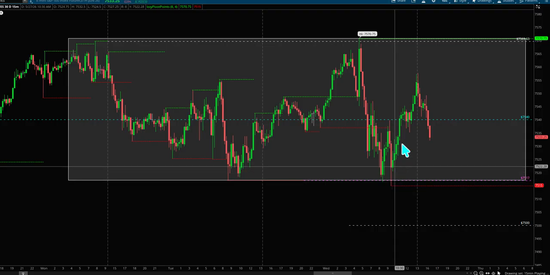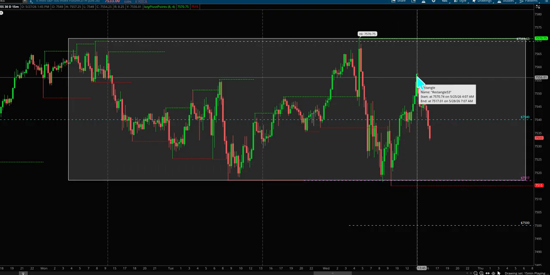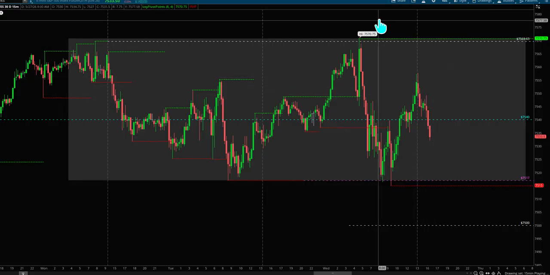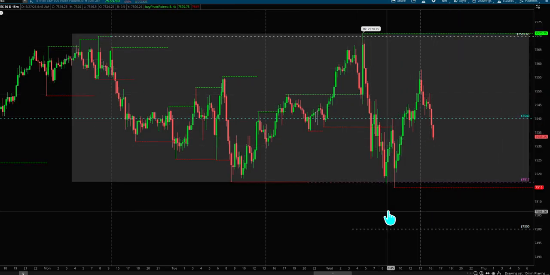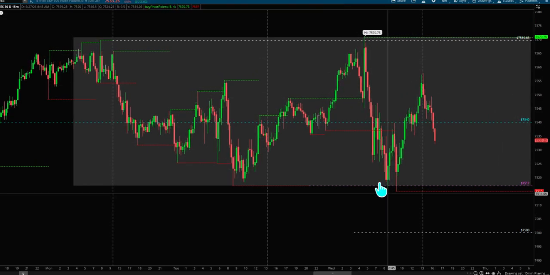These two right here were long entries. Longs worked at 75.17 and gave us a great rally into the end of day. About 30 points or so. So very easy setup. It took patience.